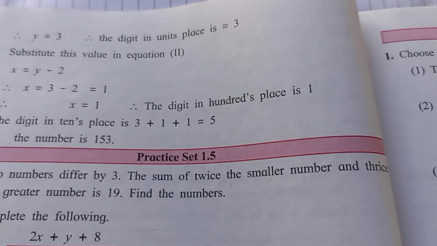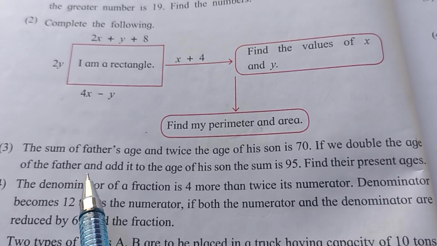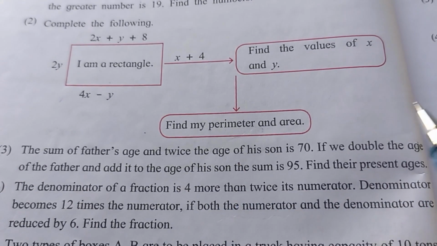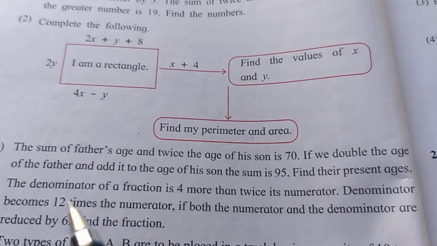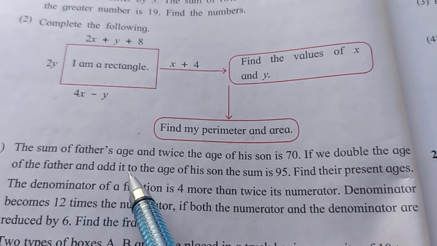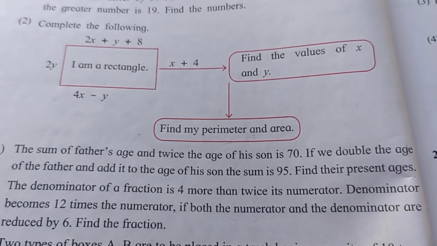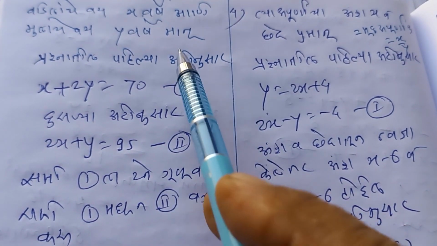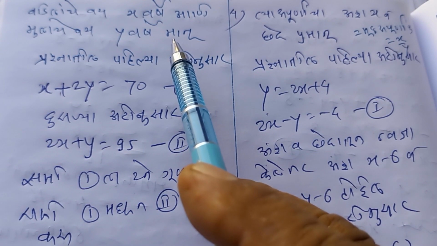Simultaneous equations in two variables. Practice set number 1.5, sub question number 3. The sum of father's age and twice the age of his son is 70. If we double the age of the father and add to the age of his son, the sum is 95. Find their present ages. Let the father's age be x and the son's age be y.